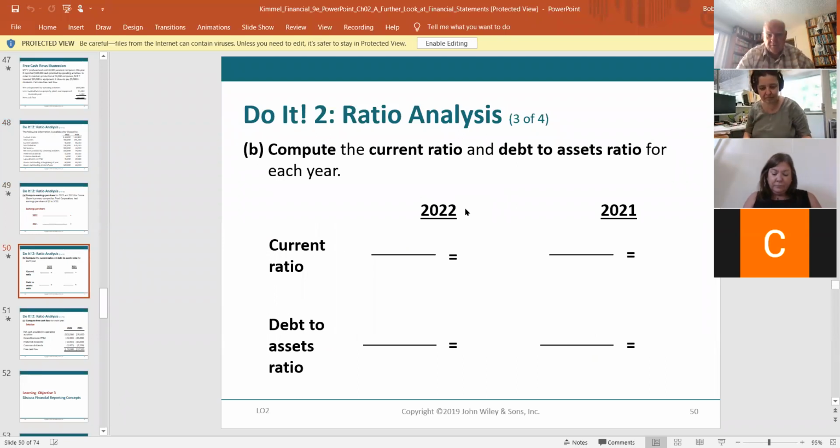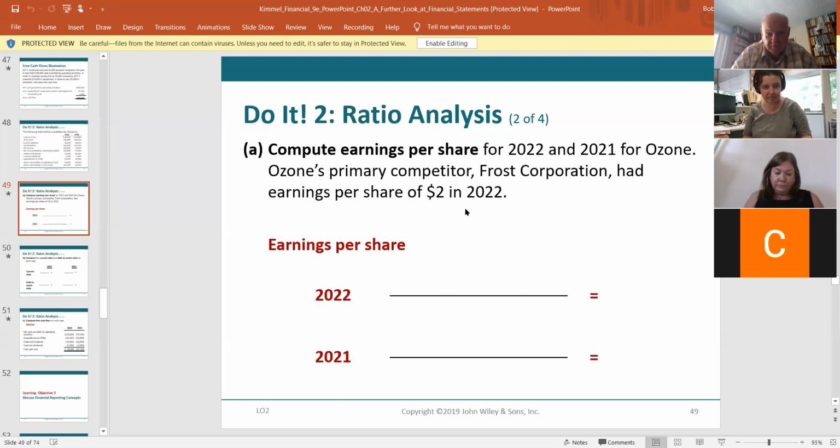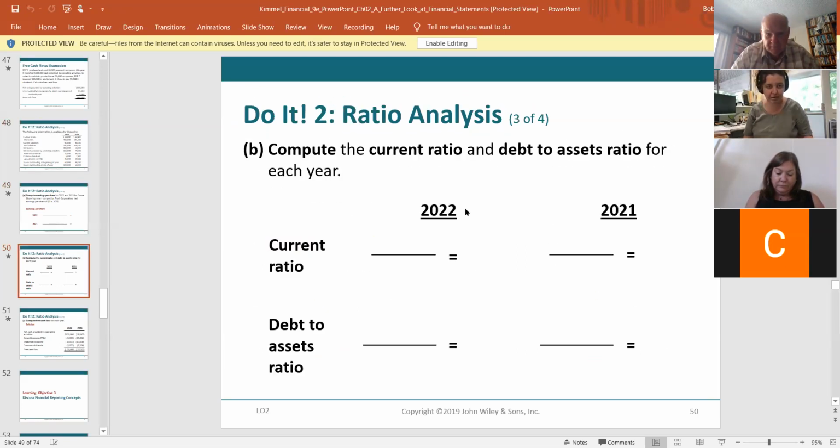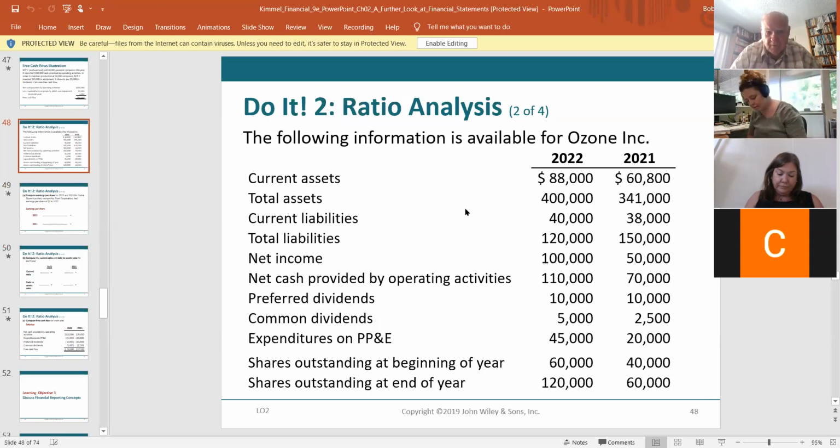The current ratio. We just did the current ratio, didn't we? Yes, we just did this one. Okay, they want us to do the debt to assets. Debt to assets. What were the total assets of this company? 400,000. What was the total debt? Total liabilities are how much? Oh, it's there. 120. So it's just 120 over 400.